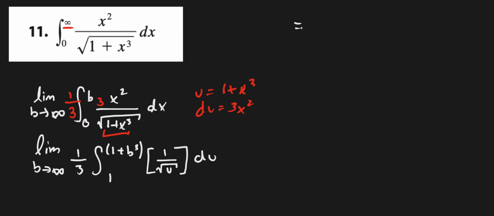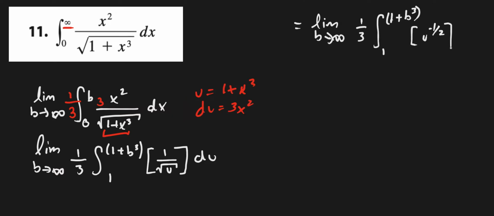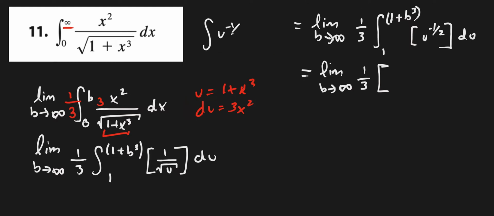Okay, so let's simplify this to make this look a little better. I'm going to write it up here: this is equal to the limit as b approaches infinity of 1/3 times the integral from 1 to 1 plus b cubed. I'm writing every single step here just to make sure I don't make any mistakes. And this just becomes u to the -1/2. We always like exponents when we're doing integration, right? And even differentiation, really. So what's the antiderivative of this? Well, u to the -1/2 du.